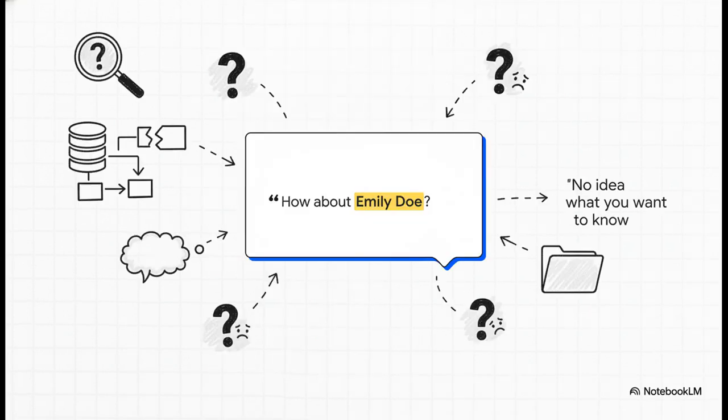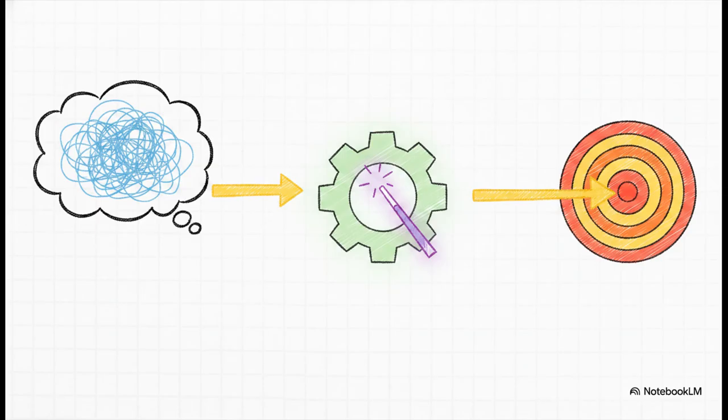Okay, I want you to imagine a user typing this exact phrase into a database. "How about Emily Doe?" Just take a second and think about that. If an isolated retrieval system gets this prompt, it is going to fail miserably. It has absolutely no idea what you want to know about Emily. And this completely highlights the necessity of query rewriting.